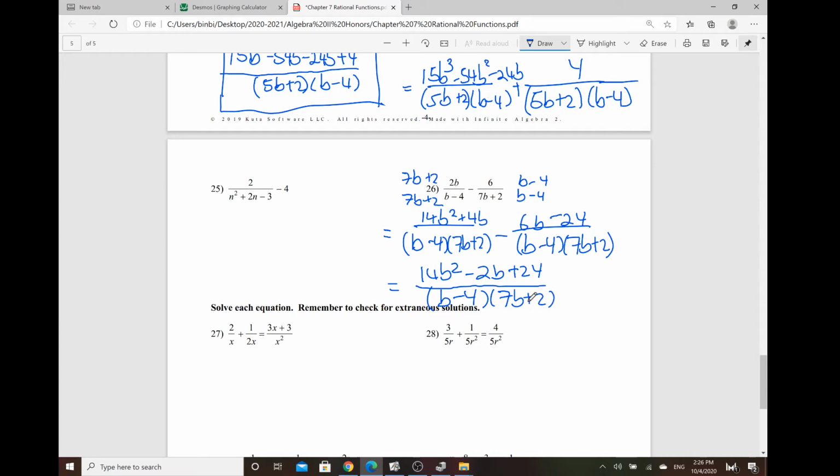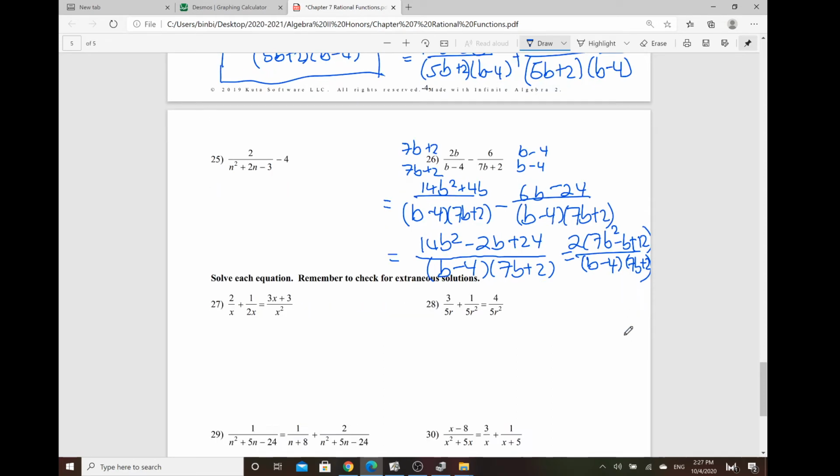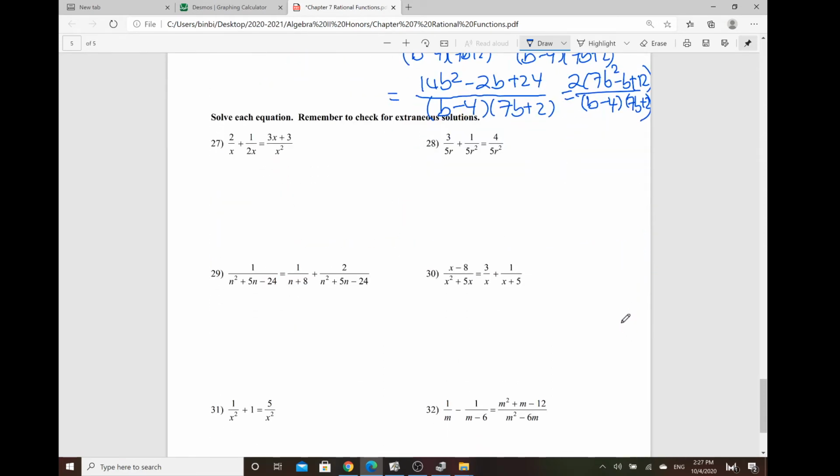And then for the top, you might consider taking out that 2 right there. Yeah, certainly you can do that. So 2 times 7b squared minus b plus 12, and then it's all over b minus 4, 7b plus 2. So definitely you can leave that in factored form instead of putting it into the standard form for the quadratic expression. And now what about solving?